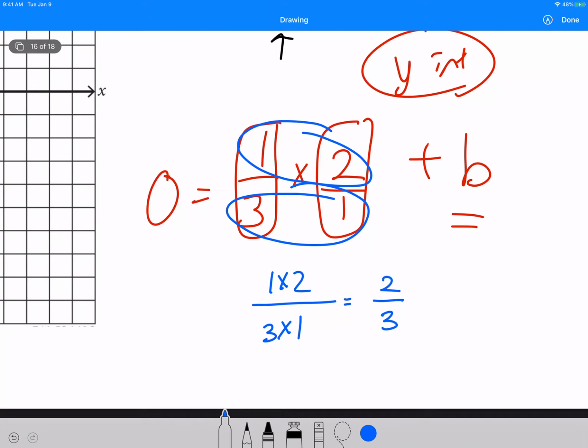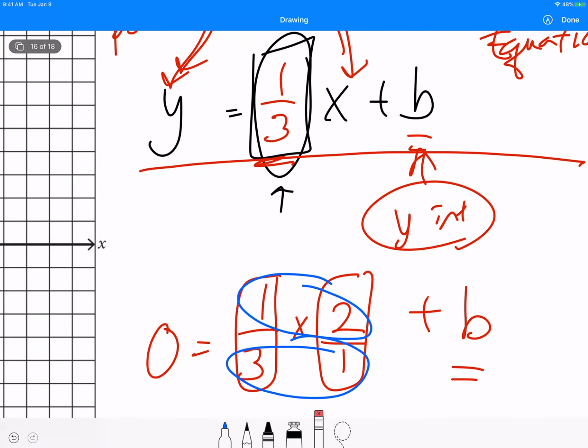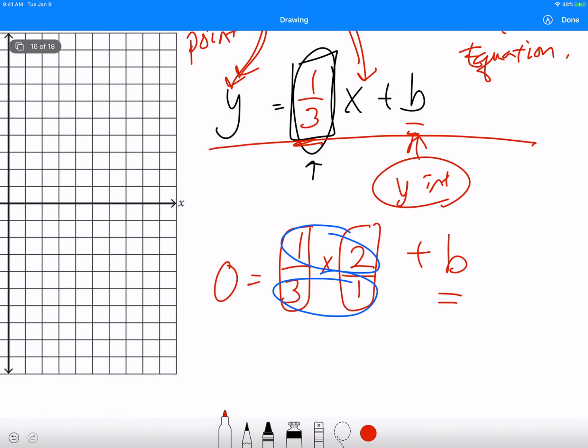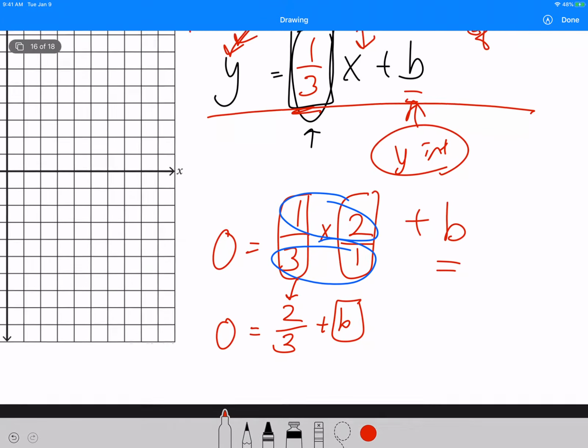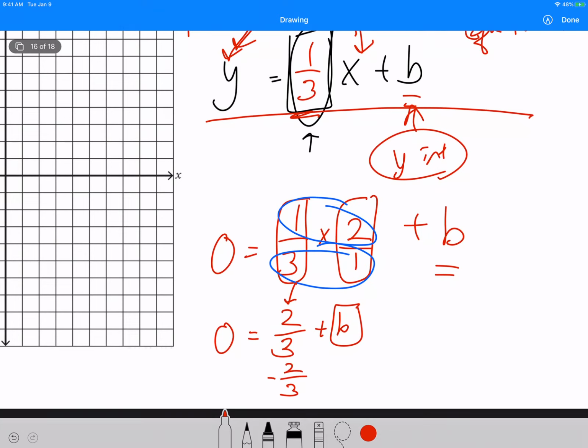So if I were to just rewrite this whole thing, I get 0 is equal to 2 over 3 plus b, because that's what this is going to give me. And then I want to get b by itself, so all I have to do is subtract 2 over 3 on both sides of the equation. And what that's going to give me is that b is equal to negative 2 over 3. So you plug it back in to solve for b.